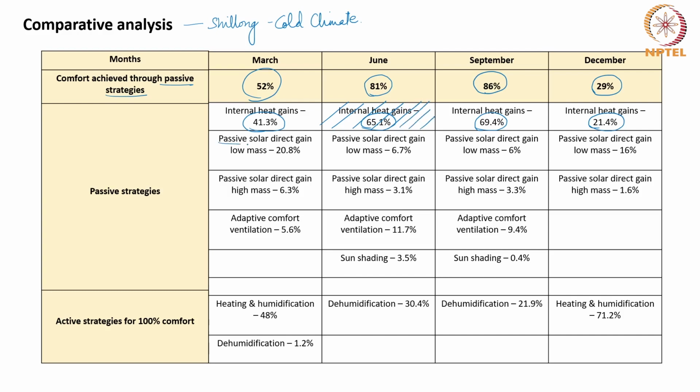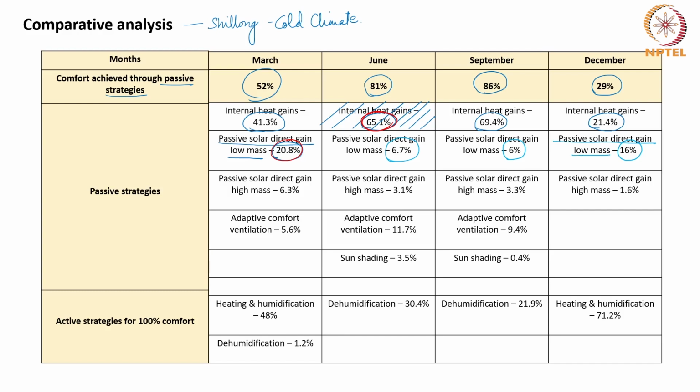Then passive direct solar gain with low mass is needed throughout the year, but it is most effective for the month of March only as compared to the other months. So passive solar heat gain with low mass only has an effect of 6.7% of the month of June, whereas in September also it is only 6%, and in December 16% of the hours of December month can shift from discomfort to comfort with passive solar direct gain with low mass.